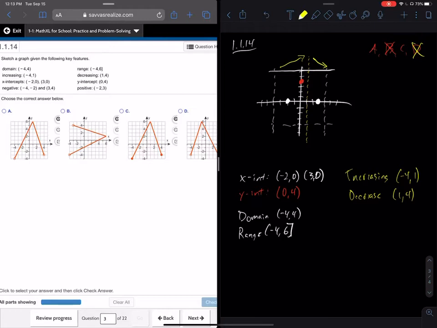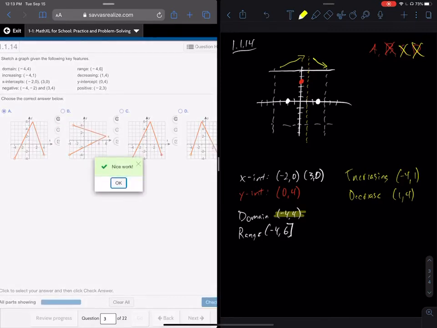If we go back and look at our domain, my domain of -4 to 4 told me that there are parentheses there. That means I should be looking for open circles. Those open circles are not in part C, so we're going to get that. Now, if you did want to draw the sketch from here, you could finish it off, but we're just going to choose option A. We'll check our answer.